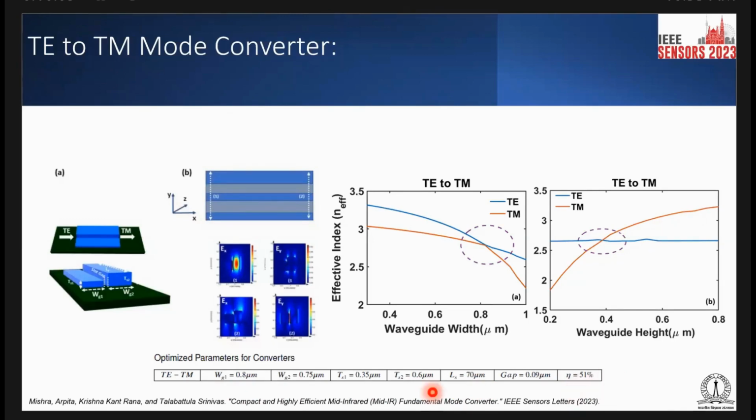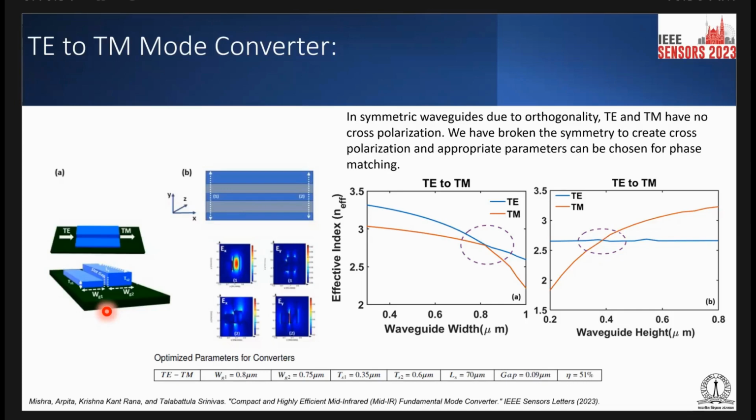Here what is happening is, as we know, in symmetric waveguides TE and TM are orthogonal modes, so there will be no cross coupling involved. But here we are involving asymmetricity, and when we involve asymmetricity, cross coupling happens between the TE and TM. That's how our TE is getting converted to TM.